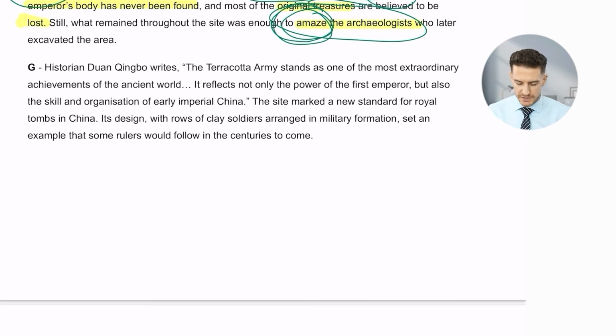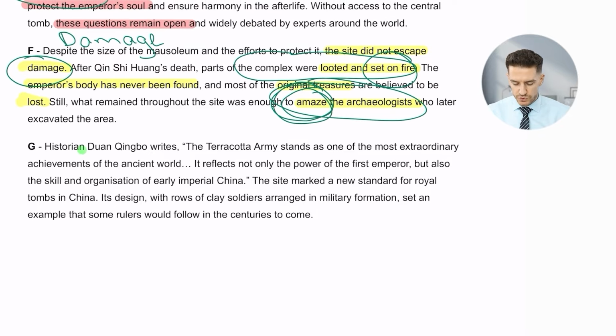So let's go back up here. It's quite a short one. Historian Duan Qingbo writes, the Terracotta Army stands as the most, or one of the most extraordinary achievements of the ancient world. It reflects not only the power of the first emperor, but also the skill and organization of China. The site marked a new standard, that could be important. Its design sets an example that some rulers would follow in the centuries to come.